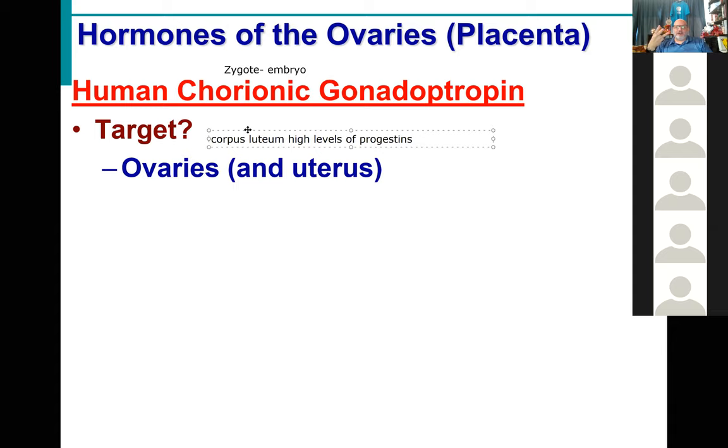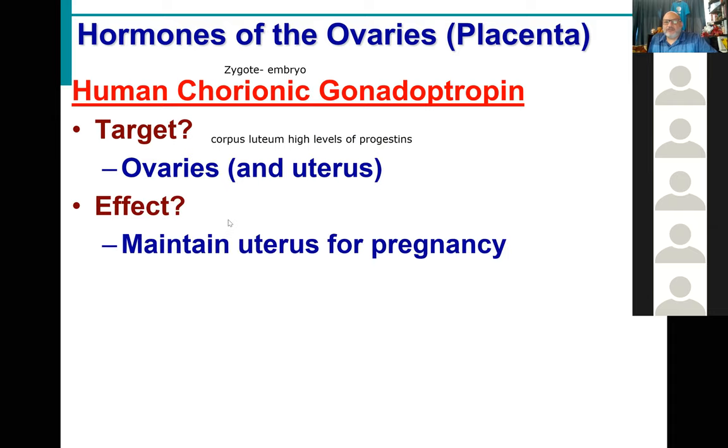And then what else would you get along with that? Sugar pills? Yeah, a fourth week of sugar pills, just as a placeholder to get you through the month. So yeah, the original birth control pills were basically just these progestin levels to maintain that. And that's what human chorionic gonadotropin does. Human chorionic gonadotropin maintains the corpus luteum, maintains high levels of progestin, and that is what maintains the pregnancy.